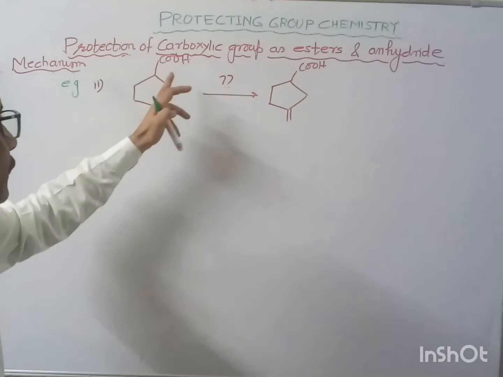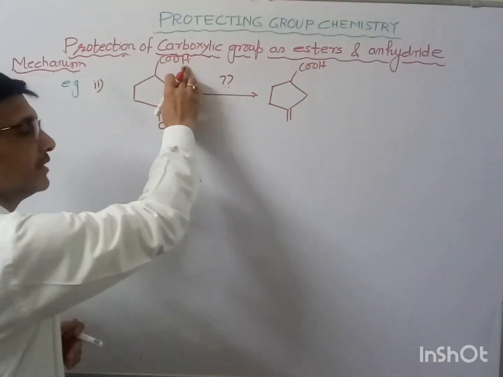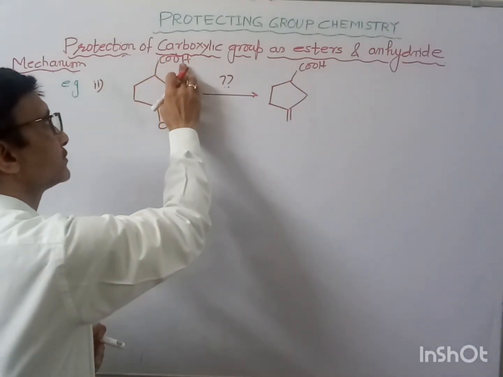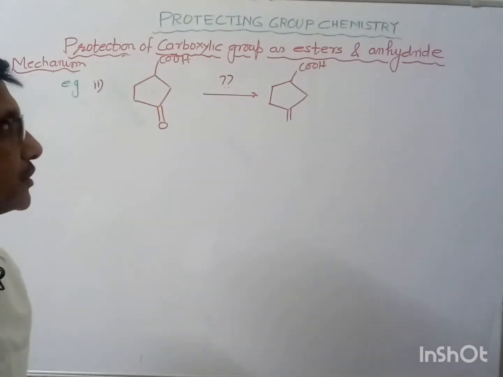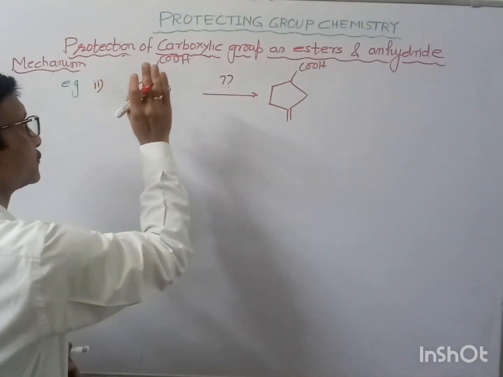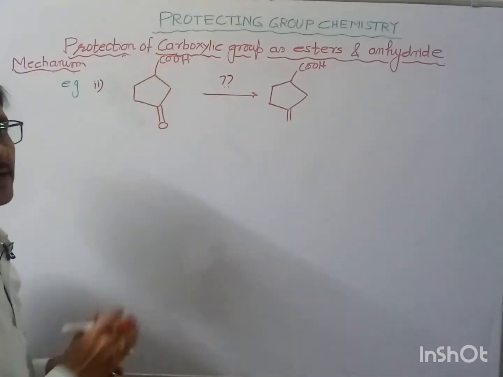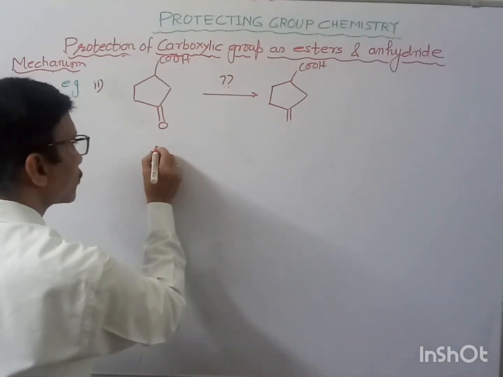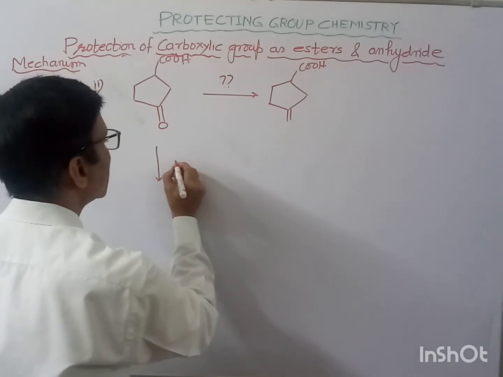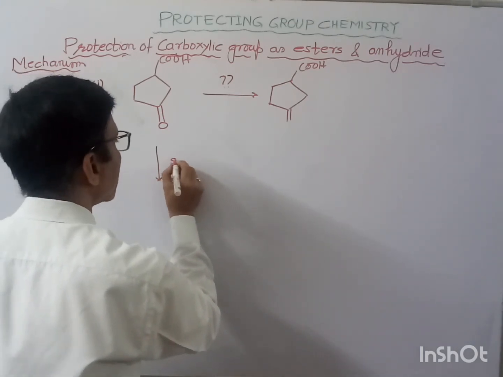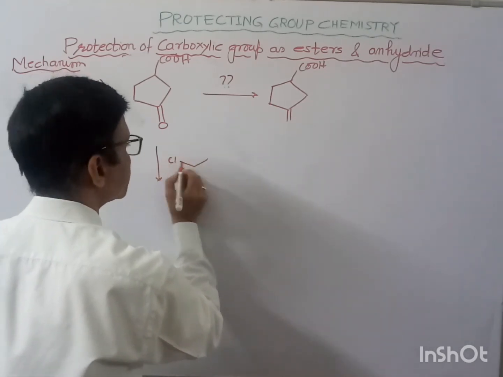But in the presence of ylide, the ylide will act as a base and it will abstract this H. Ylide will act as a base and it will abstract this H. But we don't want to react this COH group. So first of all, this COH group should be protected. Let's protect this COH group first. Again we can use the silyl chloride.